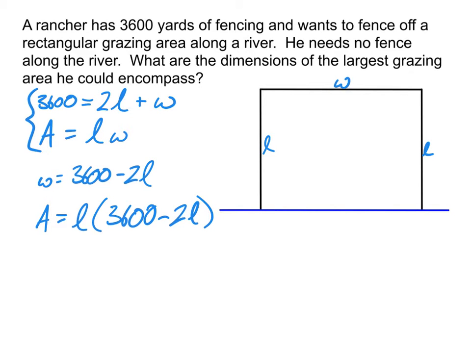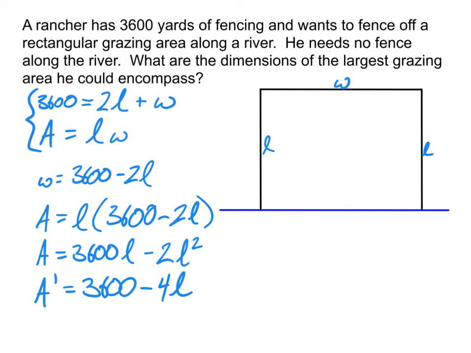Technically, I could go ahead and take the derivative right now, but it's going to be a bit harder if I do it right now, because I'd have to use product rule and some stuff like that. Make your life a little bit easier. Distribute in the L first, then find the derivative. And so when we do that, you should get a derivative of 3,600 minus 4L.